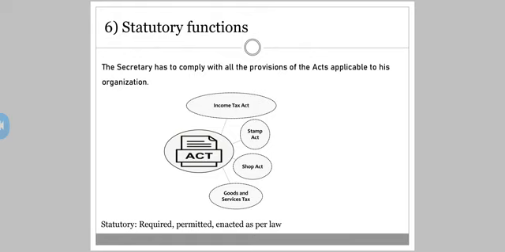Now see what are the different kinds of acts which come under statutory functions: Income Tax Act, Stamp Act, Shop Act, Goods and Services Tax Act. That means whatever the rules and regulations provided by these acts, it's a function of a secretary to follow all of those.